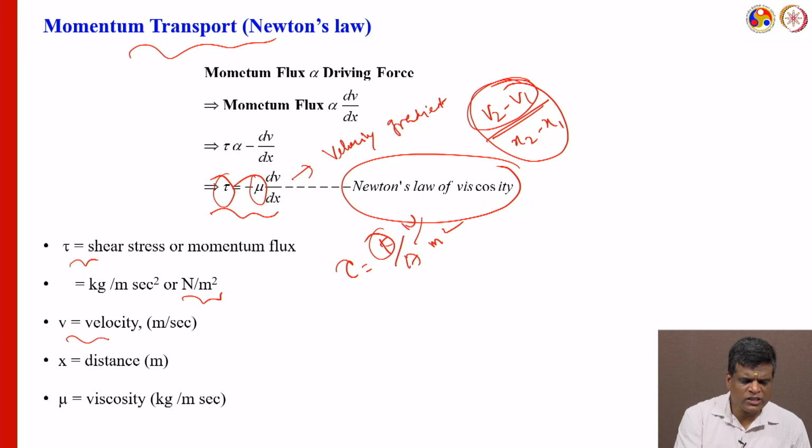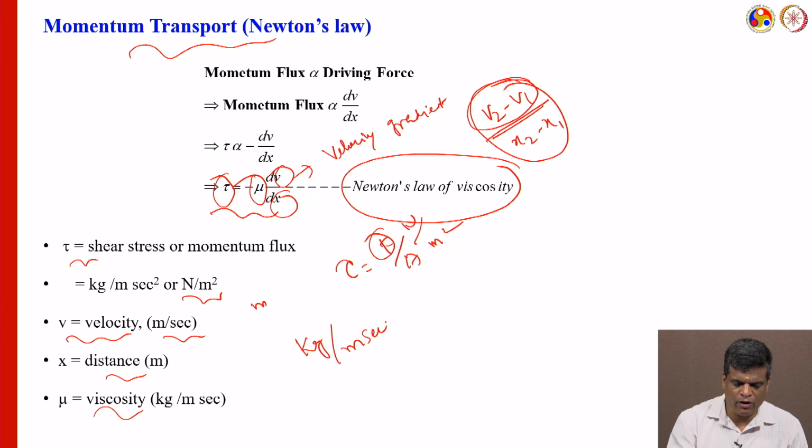Then V is the velocity, and its unit is meter per second, and x is the distance in meters. Finally, the viscosity mu has the unit kg per meter second. We always use the viscosity in kg per meter second. These are the basics of Newton's law for momentum transfer.